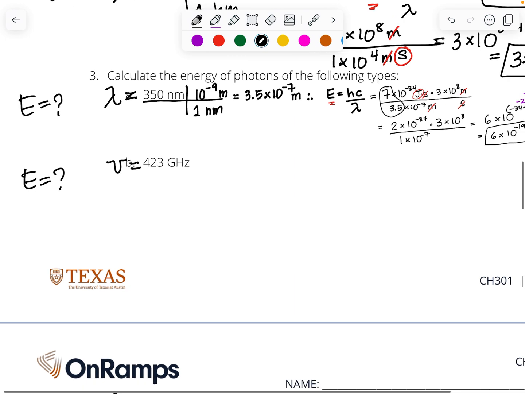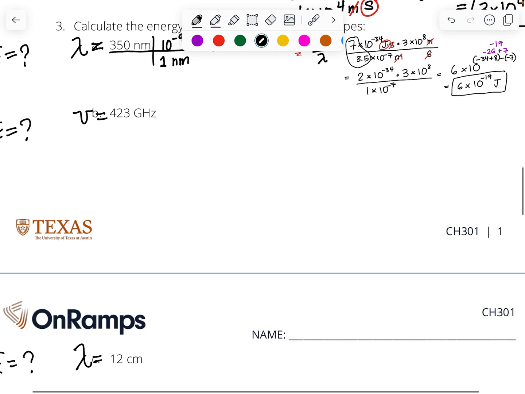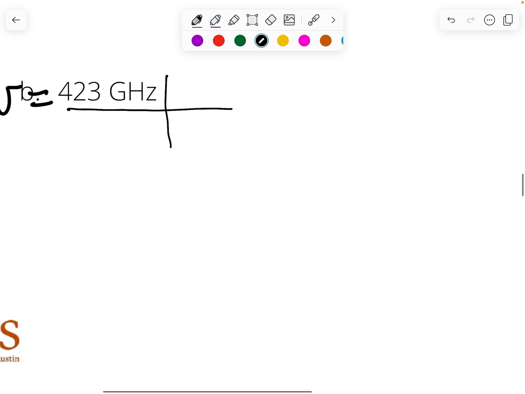Okay, let's do this next one. Again, it says it's gigahertz. That's frequency because it's hertz. But the problem is it has to be just hertz. It can't be giga or pico or milli, anything like that. So we need to convert our gigahertz into hertz. So gigahertz, we've got 10 to the 9 hertz is equal to 1 gigahertz.